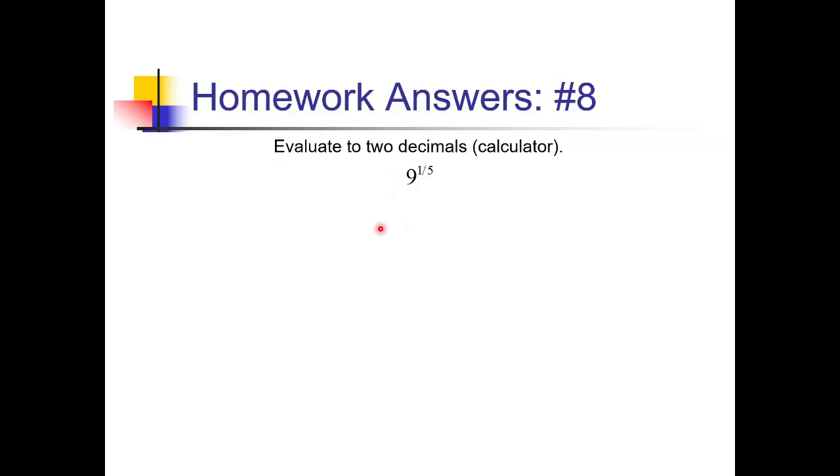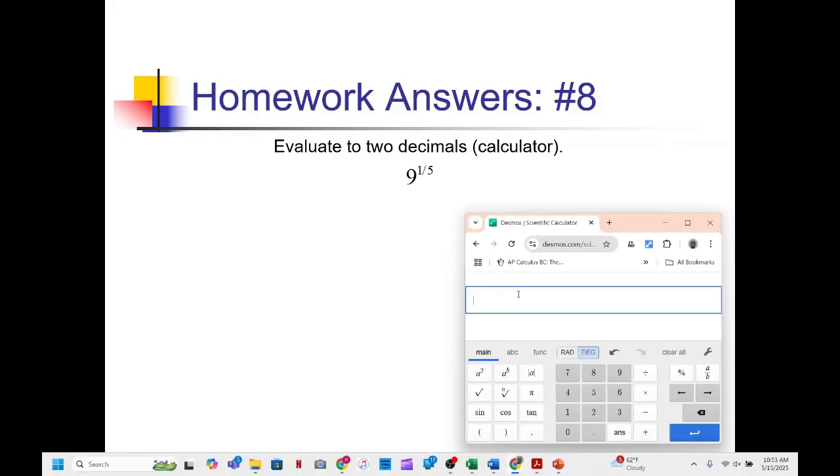For this problem, they just want us to evaluate 9 to the 1/5, and we can use a calculator, so we're going to do that. So let me just do 9, and then exponent, 1 divided by 5, and that comes out to about 1.55.